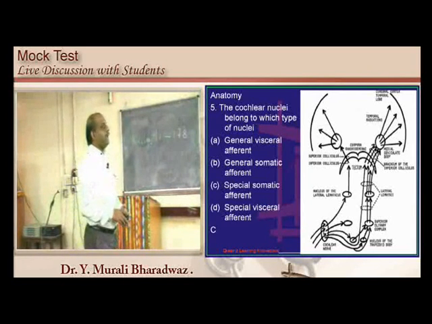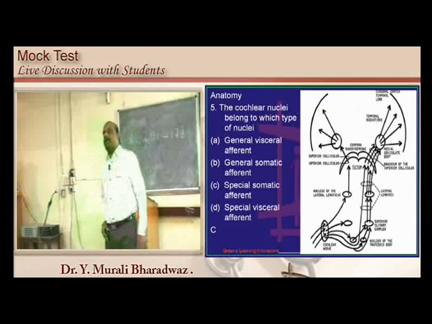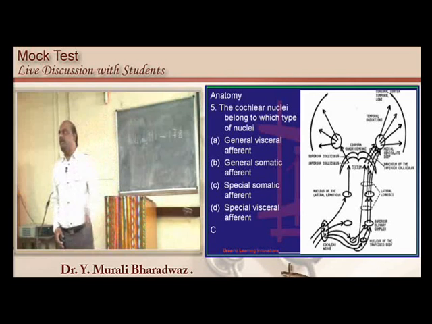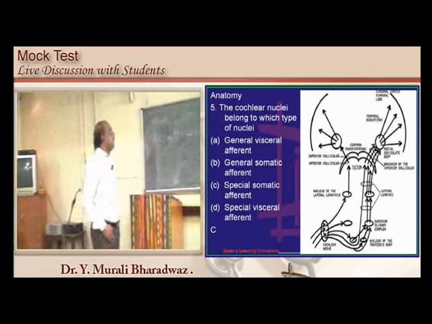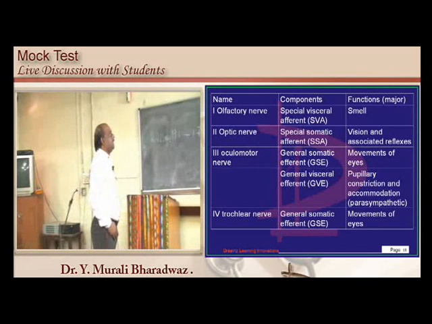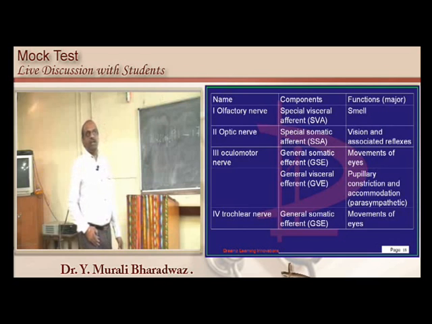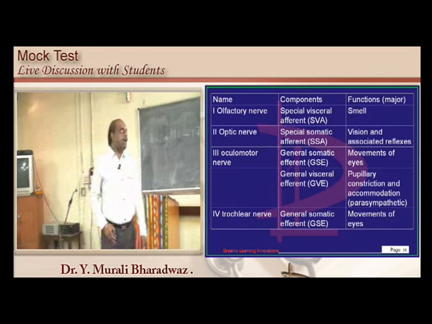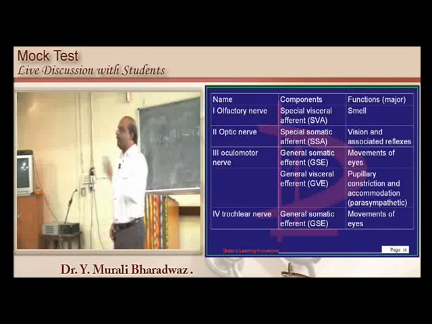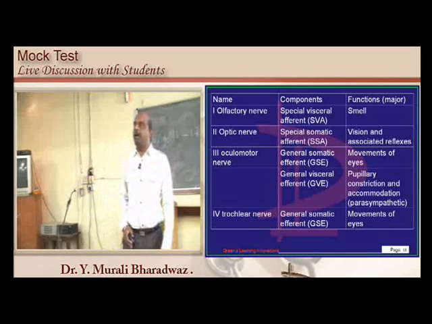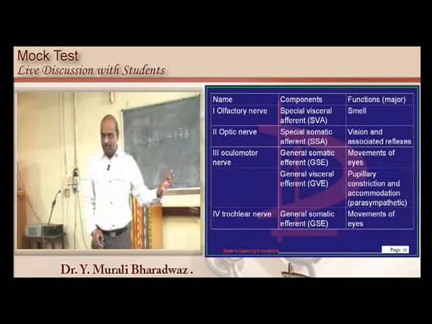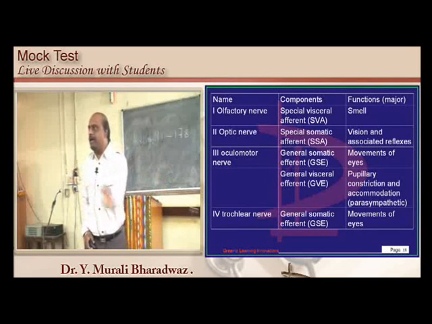The cochlear nuclei belong to which type of embryological evolution? So how have the various cranial nerve nuclei been embryologically divided? Special somatic afferents, special visceral afferents, general somatic afferent and efferents, general visceral efferent and afferents, and accordingly the various cranial nerves have been divided depending upon whether they have a pure sensory part, whether they have a pure motor part, whether the motor is serving special senses or visceral or somatic.